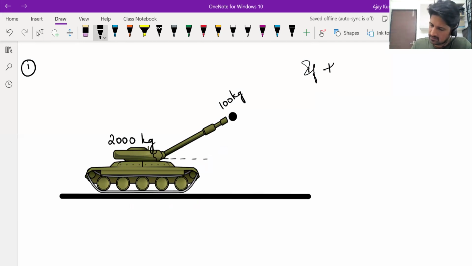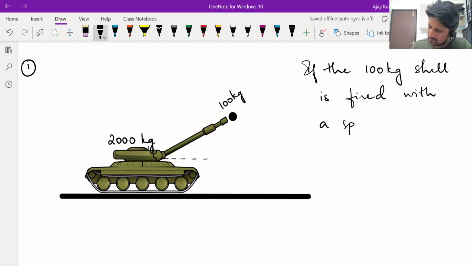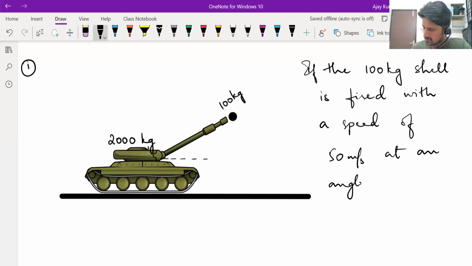So if the 100 kg shell is fired with a speed of, let's say, 50 meters per second at an angle 37 degrees above horizontal.